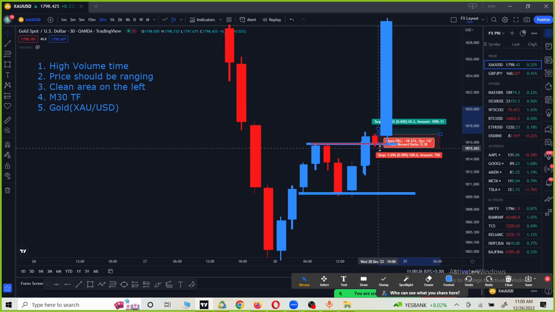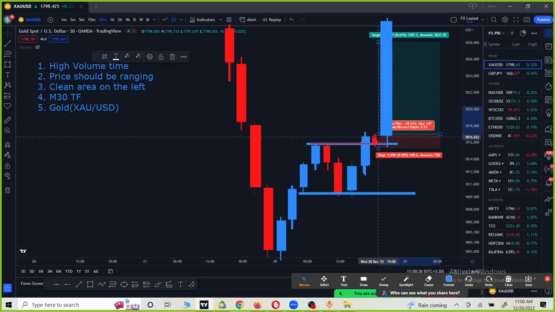Okay, so once we break the high of the previous red candle, we are going to enter the trade. Our stop loss is going to be below the current candle, which is right here, and it should be like 15 to 20 pips maximum, and the target, as you can see. So that's going to be the second variation.